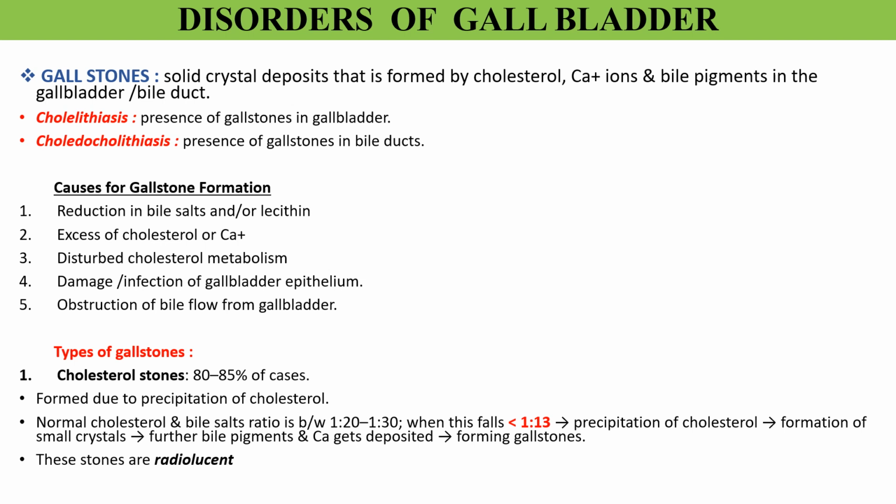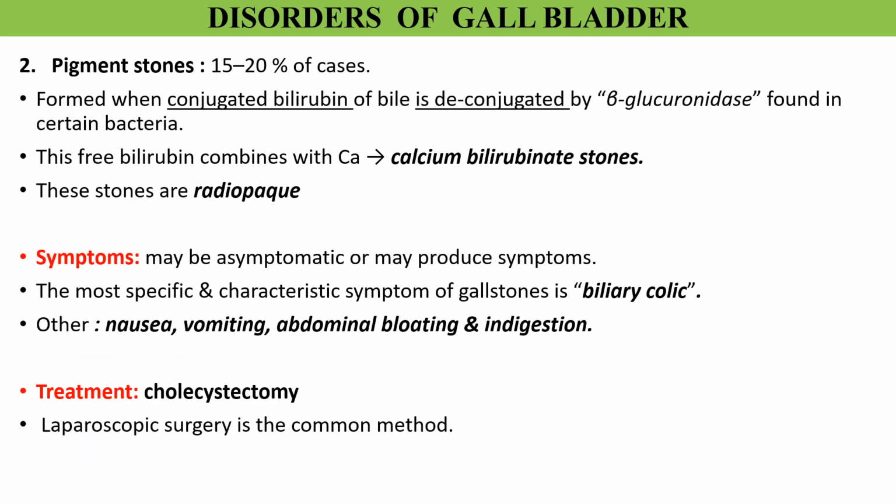Now, there are two types of gallstones, namely cholesterol stones and pigment stones. Around 80 to 85% of the gallstone cases are of the cholesterol stone type. These stones are radiolucent, that is, they cannot be seen on an X-ray film. Whereas pigment stones are less common and these are radio-opaque, that is, they can be visualized in an X-ray film.